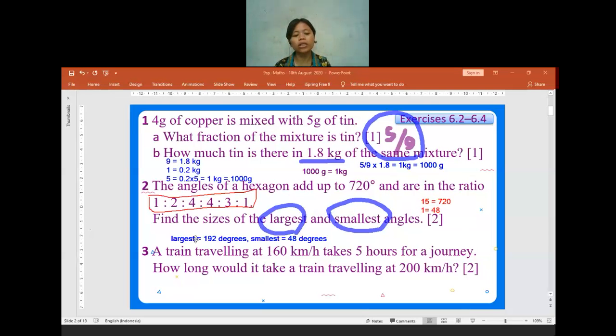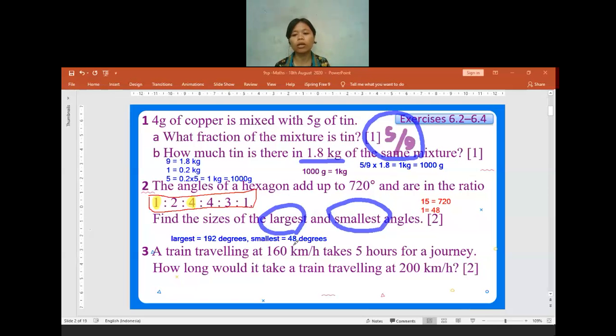And then because the question only asks for the smallest and also the highest, we just take the smallest number in the ratio as the smallest angle, and then we take the highest number on the ratio as the highest angle. So we only take number 1 and also number 4. That's why we get the largest is 192 degrees and then the smallest is 48 degrees.